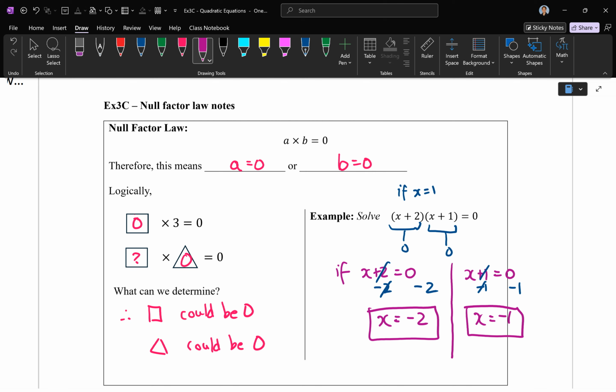You can test it. If you sub -1 in, -1 plus 1 will be 0, and then -1 plus 2 is 1, but 1 times 0 is definitely 0. That's what you're trying to say. You're saying there are two possibilities that if you sub one of these numbers into that statement, it should equal 0. Yes, Molly?